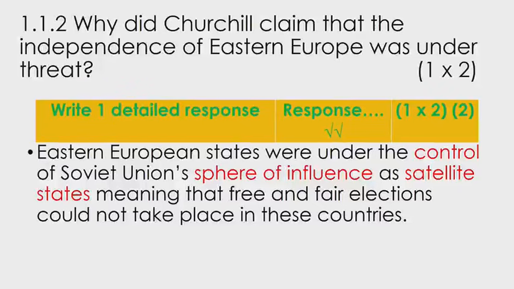Why did Churchill claim that the independence of Eastern Europe was under threat? Here again, you'll see our mark indication indicates that we need to answer one detailed fact, and in return for our detailed fact, the marker will award us with 2 marks. So we can say that Eastern European states were under the control of the Soviet Union's sphere of influence as satellite states, meaning that free and fair elections could not take place in these countries.